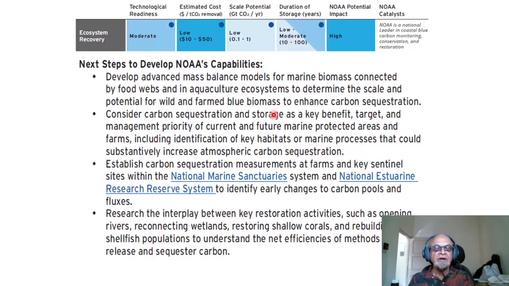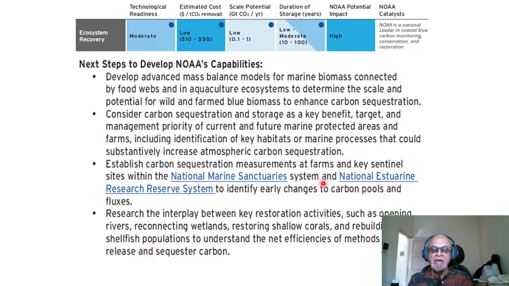Okay, so we'll come back and look at next steps. Well, let's do this here. NOAA needs to develop advanced mass balance models for marine biomass connected by food webs and in aquaculture ecosystems to determine the scale and potential for wild and farmed blue biomass to enhance carbon sequestration. That's ecosystem recovery. Consider carbon sequestration and storage as a key benefit, target, and management priority of current and future marine protected areas and farms, including identification of key habitats or marine processes that could substantively increase atmospheric carbon sequestration.